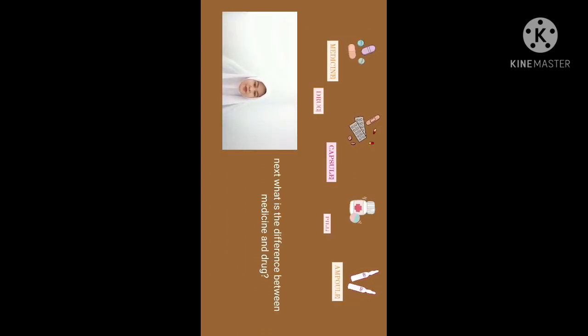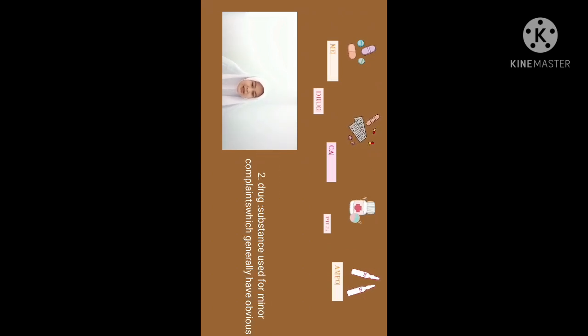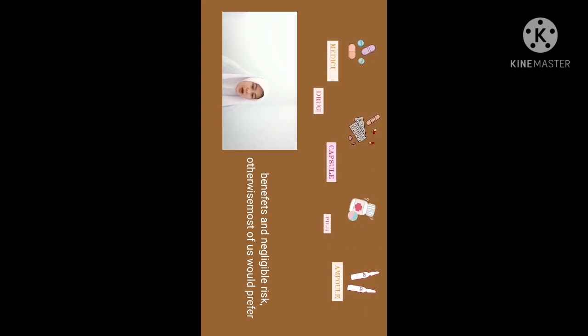Next, what is the difference between medicine and drugs? Number 1. Medicine, a substance which can cure or prevent a disease, replace vital substances that the body lacks, and suppress or relieve symptoms. Number 2. Drug, a substance used for minor complaints which generally have obvious benefit and negligible risks. Otherwise, most of us would prefer to put up with the complaint.